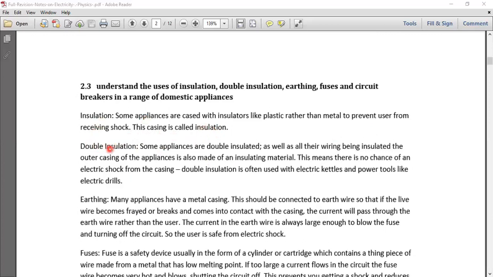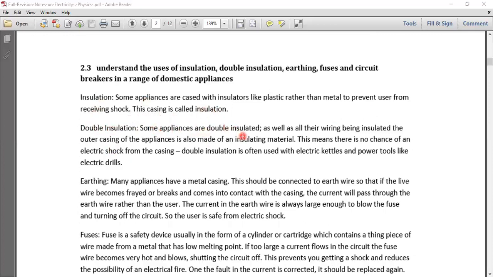What is double insulation? Some appliances are double insulated. What does double insulated actually mean? As well as their wiring being insulated, the outer casing of the appliance is made of an insulating material. This means that there is no chance of an electric shock from the casing. Double insulation is often used in electric kettles and power tools like electric drills.